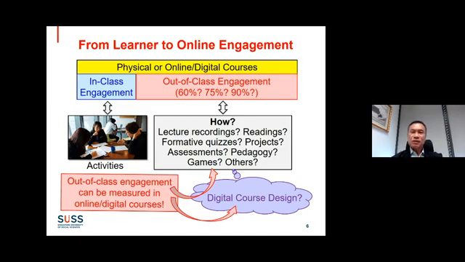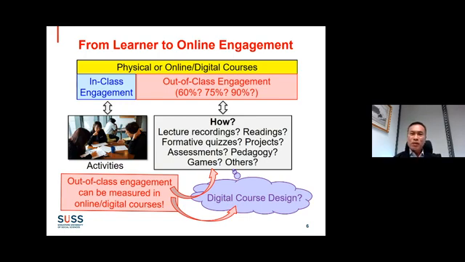My argument is this. My argument is that while it's true that it's difficult to observe in-class engagement for digital courses, digital courses is what can provide us with a good view of out-of-class engagement, and out-of-class engagement is actually more important. How can we observe out-of-class engagement?